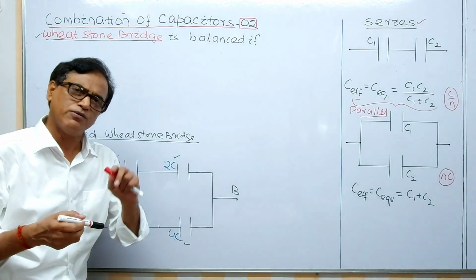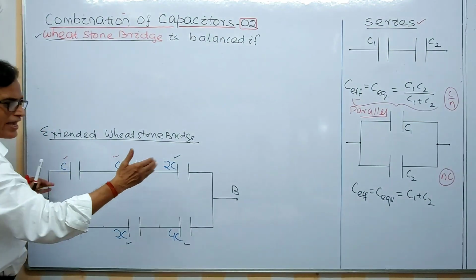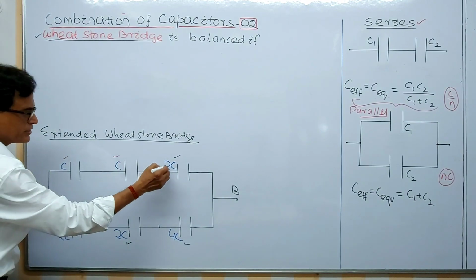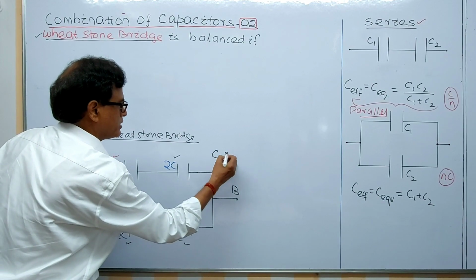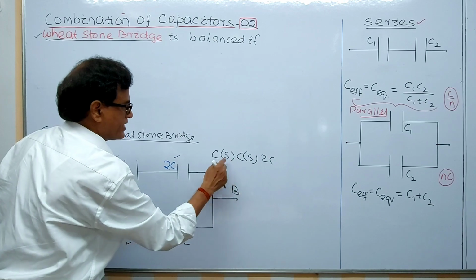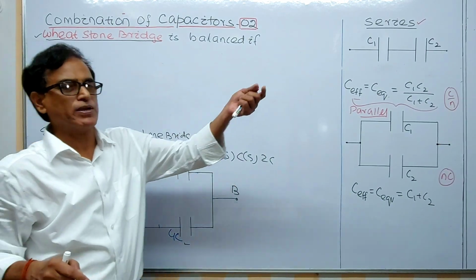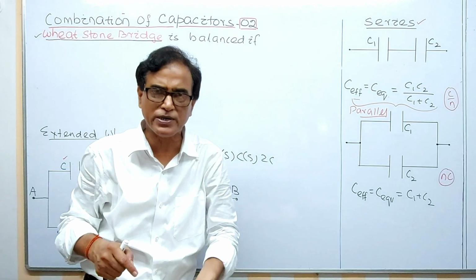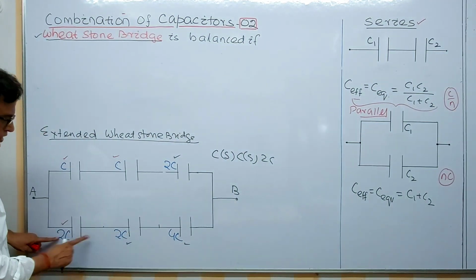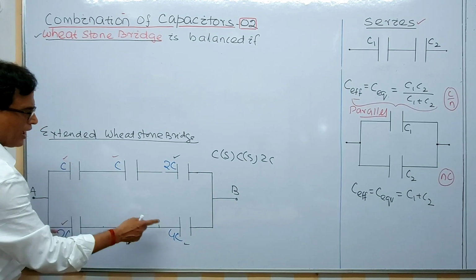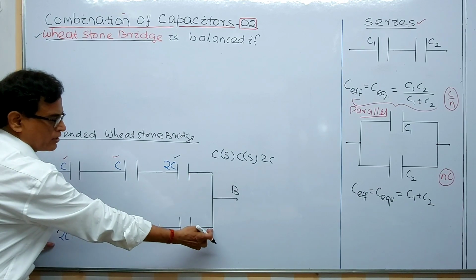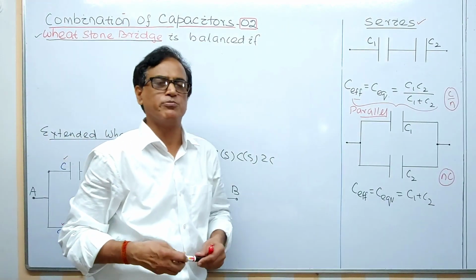Now I think your idea is clear. Since it was a balanced extended bridge, you can remove these, so that this is C, C, C in series, and 2C in series. I am writing S for series. For series you can apply the formula 1 by C1 plus 1 by C2 plus 1 by C3. These 3 are in series, so 2C in series with 2C in series with 4C, and the entire combination is in parallel with this one.